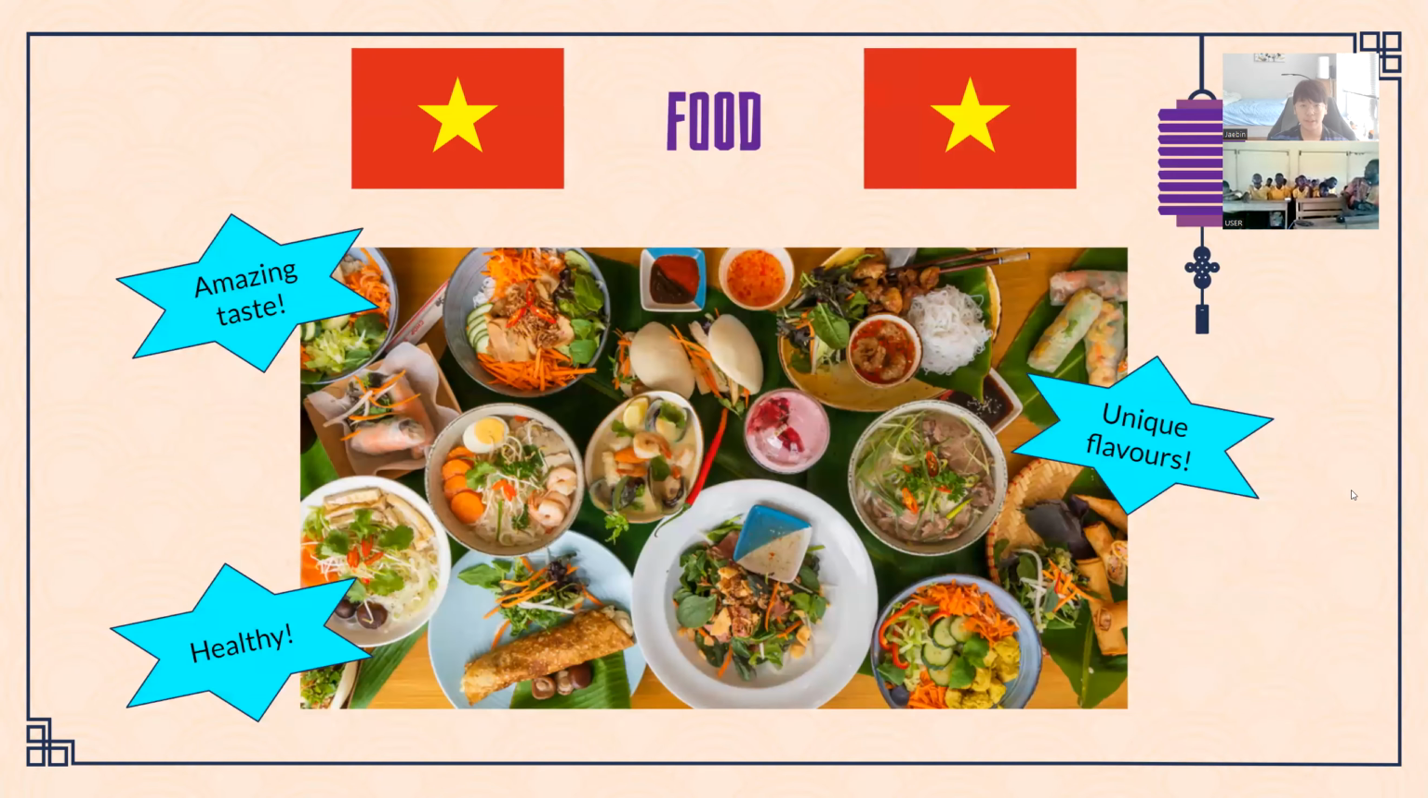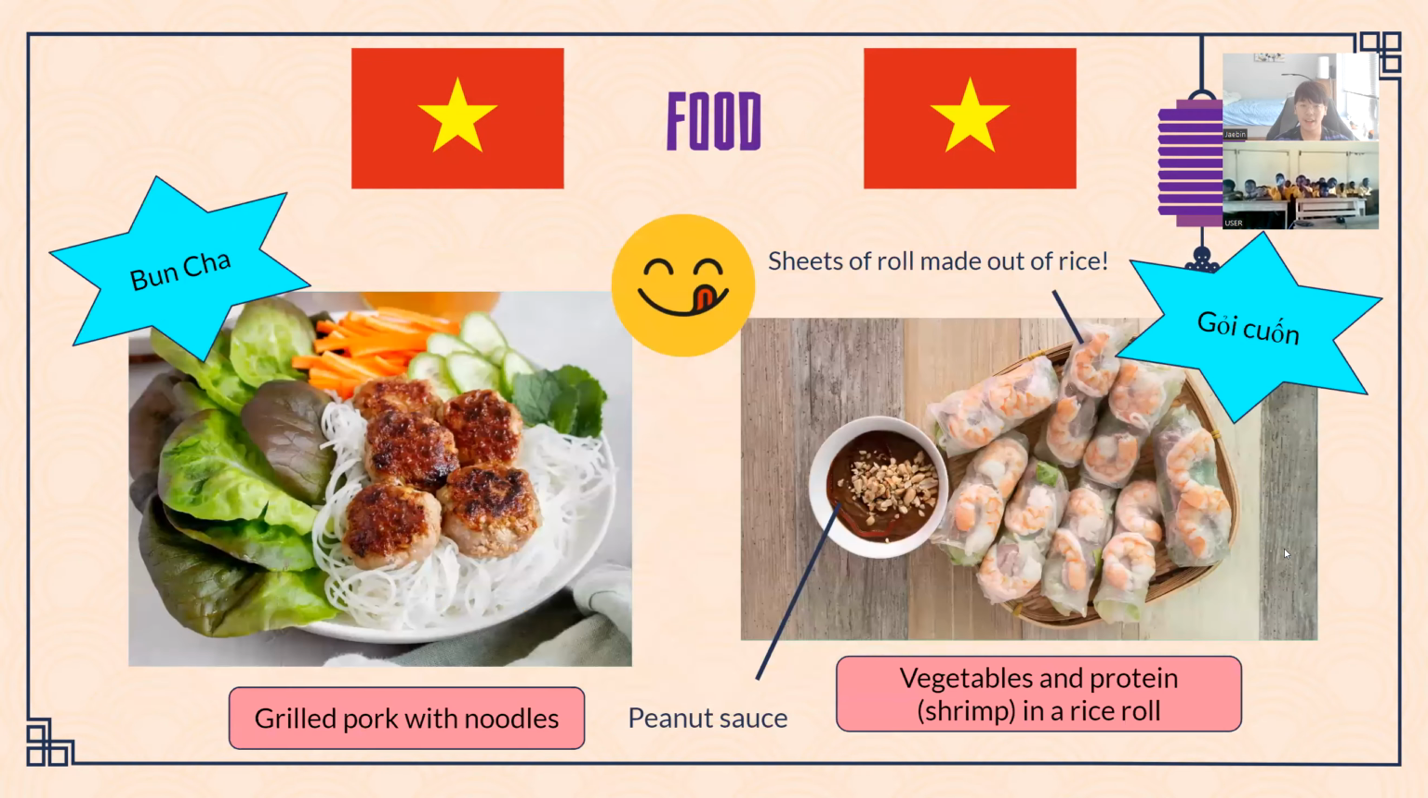And then let's get into the food. Okay, food in Vietnam has amazing taste. It has really unique flavors, and it's also healthy. So this is a typical Vietnamese table full of food. And of course, you could see the various amounts of vegetables as well as other proteins. And yeah, let's get into each one of them.